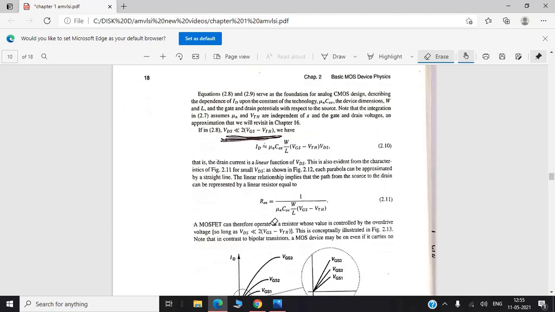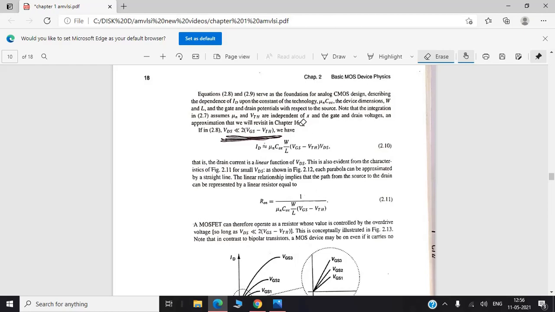Okay, so as you can see here, ID will be equal to mu n COX W by L (VGS minus VTH) into VDS. This is for the triode region, and then this will be for Ron. So Ron is nothing but 1 by ID, that is 1 by mu n COX W by L (VGS minus VTH).